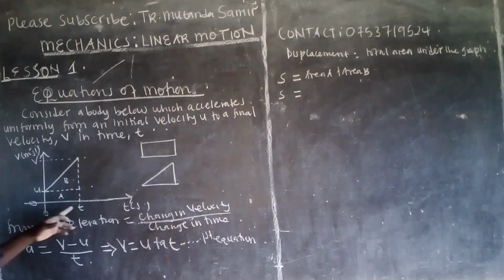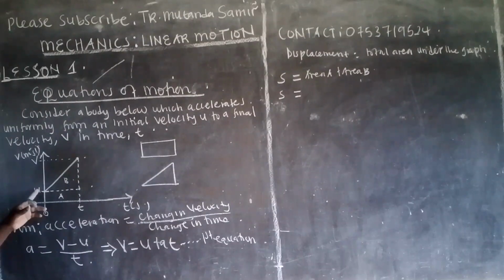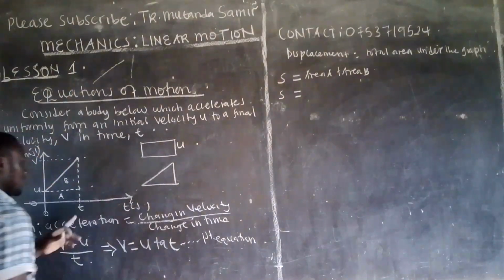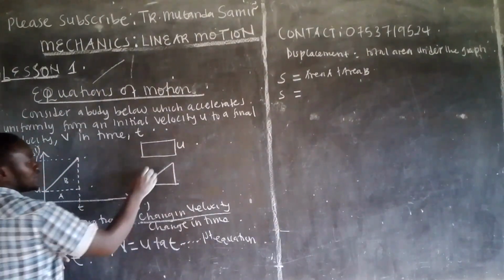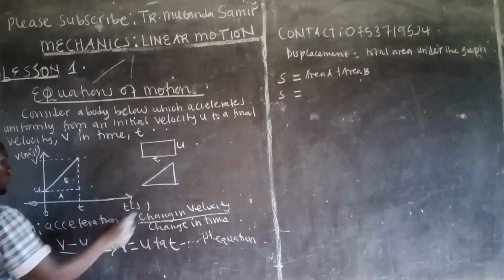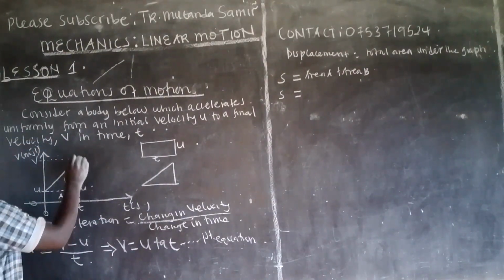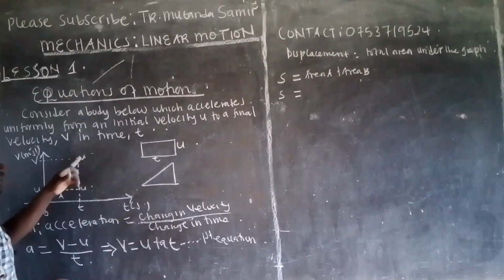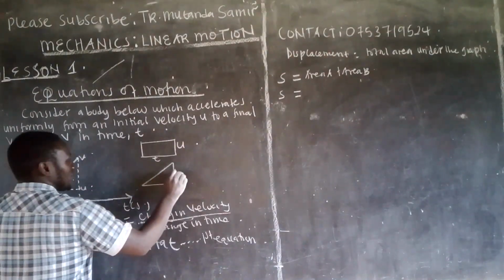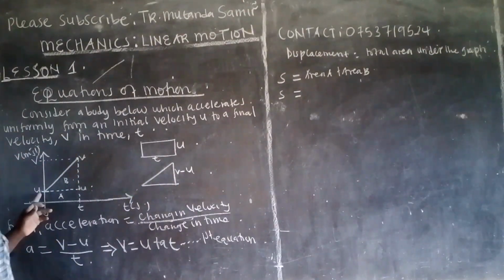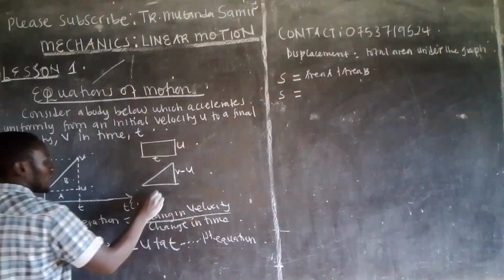Realize that for this one, from here up to here, you subtract u minus 0, which will be u. Then t minus 0 will be t. Then let's come to the triangle. It starts from here. Here I have u, then up I have v. We want this one here to be v minus u. It will just be v minus u. Then from here up to here is t minus 0, which will just be t.